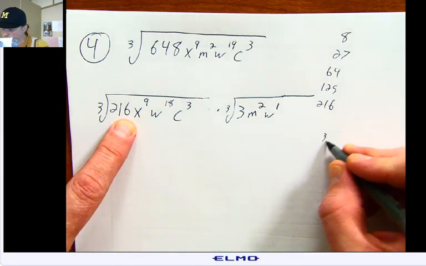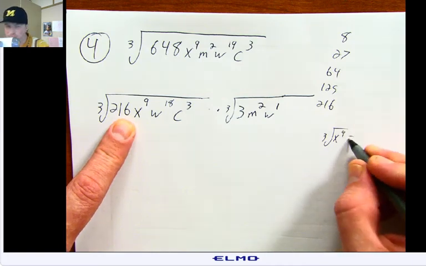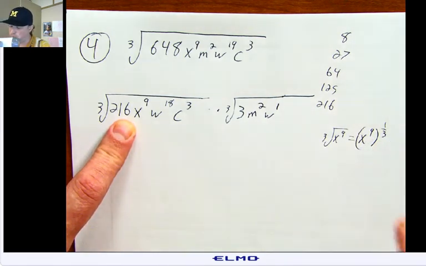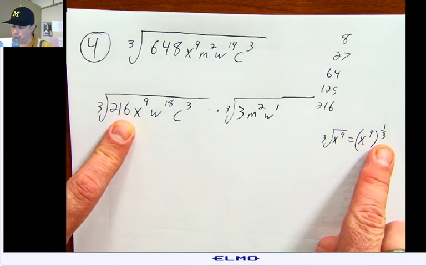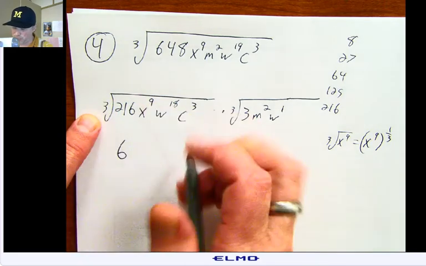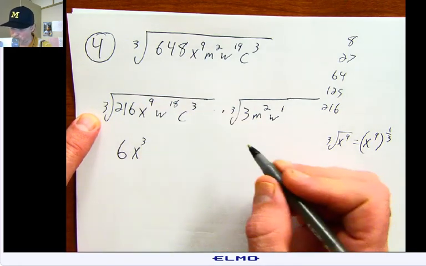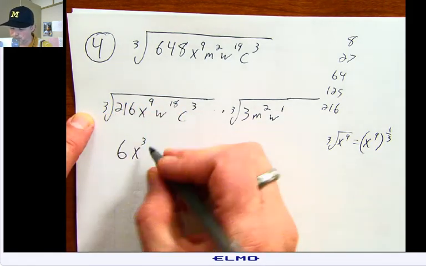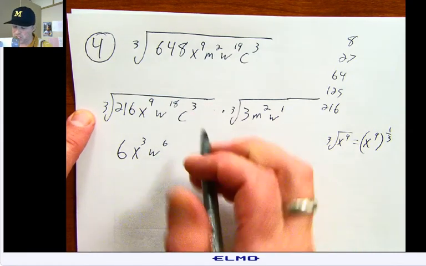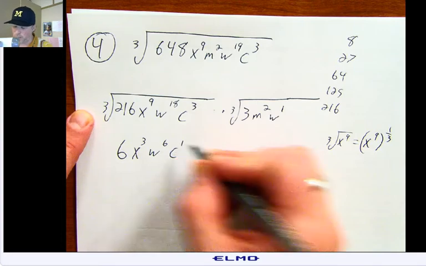So we have cube root of x to the 9. That's the same thing as x to the 9 all to the 1/3 power. So it's 9 times 1/3, or just 9 divided by 3. 9 divided by 3 is 3, so you get x to the 3. 18 divided by 3 is 6, so w to the 6. 3 divided by 3 is 1, so c to the 1.